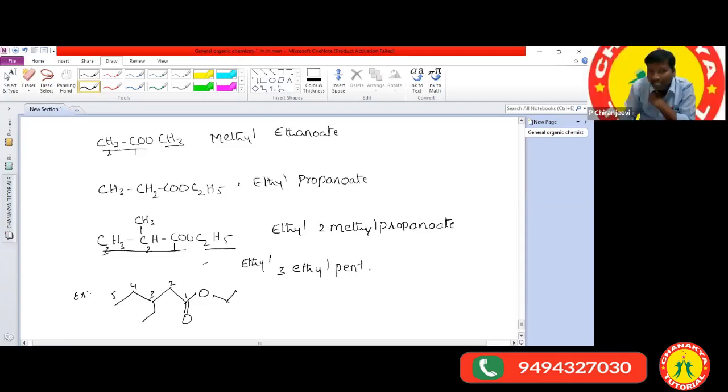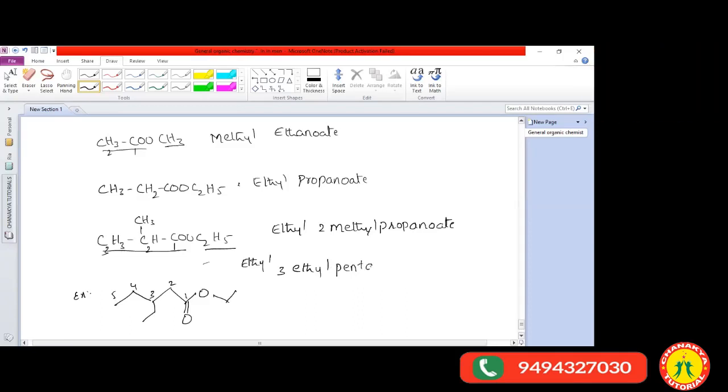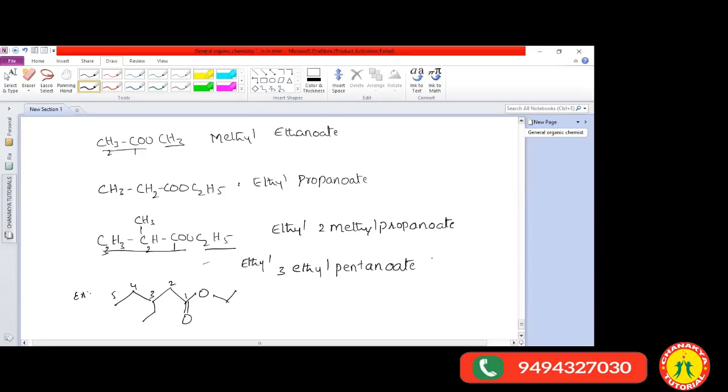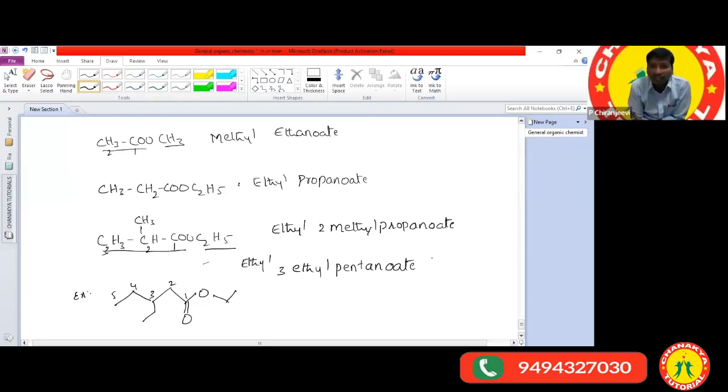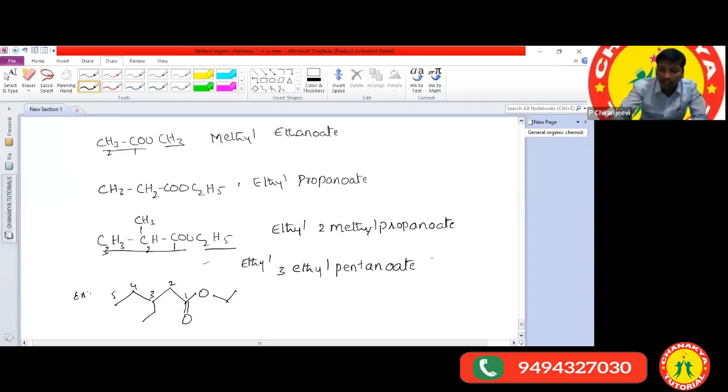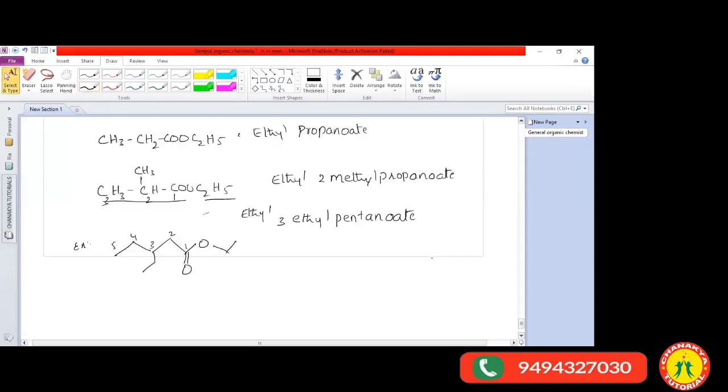Given compound is saturated or unsaturated? Saturated. Saturated means suffix is ane. And what is the suffix of the ester functional group? This is the full name. Yes, sir, I got it correct. Anjan, you got the answer? Veda, got the answer? Everyone, you got the answer? Then shall I go for the next example? Yes, sir. Okay.